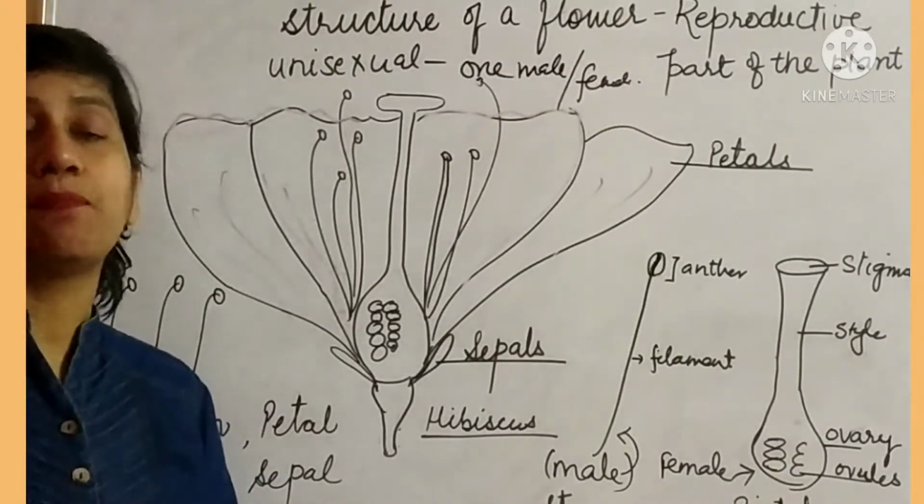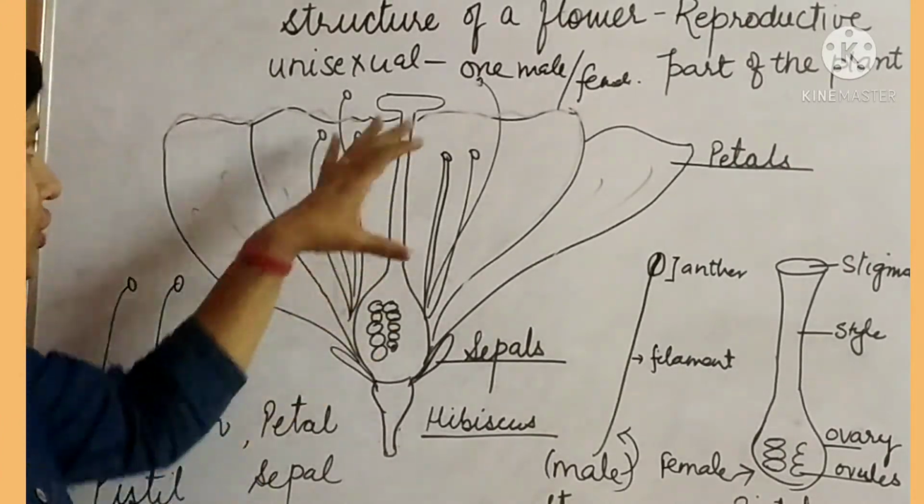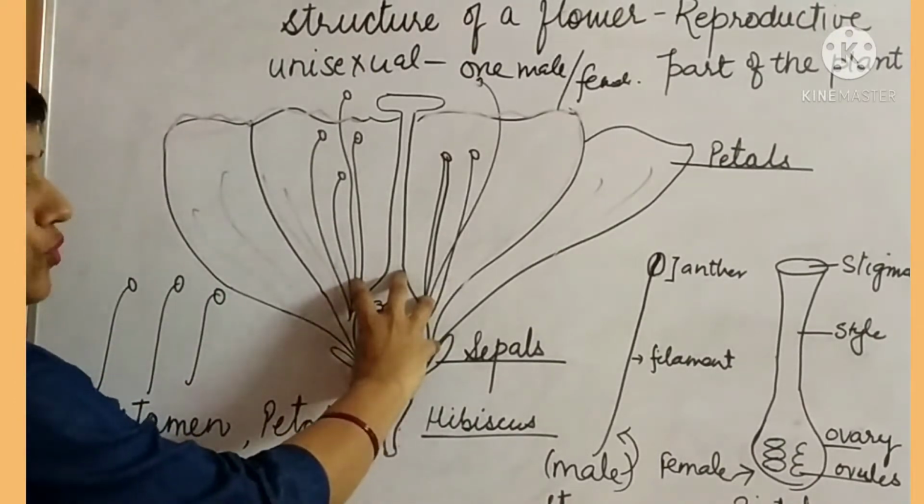Reproduction means seed. How is the seed formed, and where is the seed formed? The seed is formed in these parts. And where exactly? It is present inside the ovary.